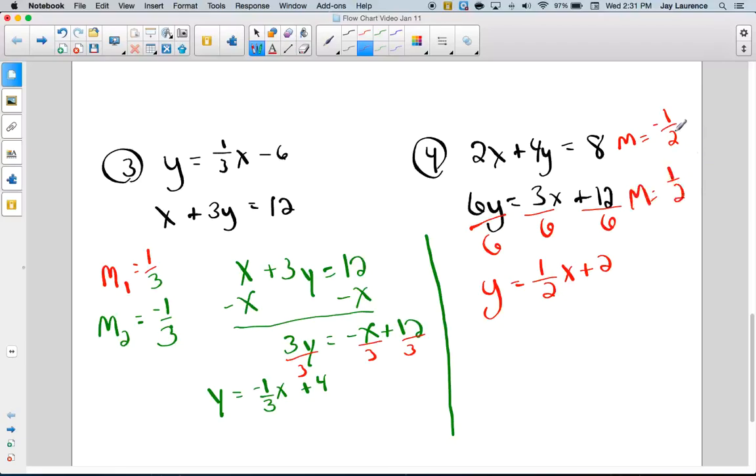So again, the slopes are different. There must be one solution. One solution. If the slopes are the same, I'm going to check the y-intercepts. If the slopes are different, I know there's one solution.